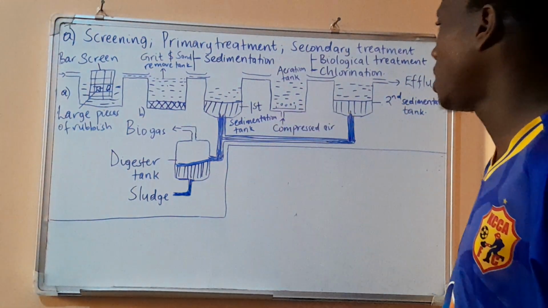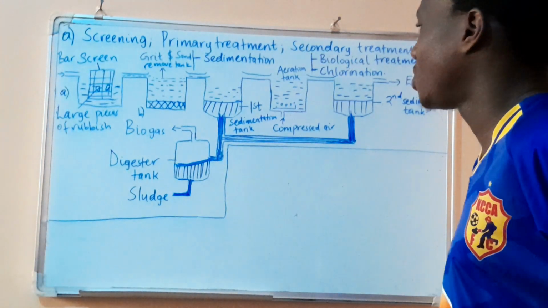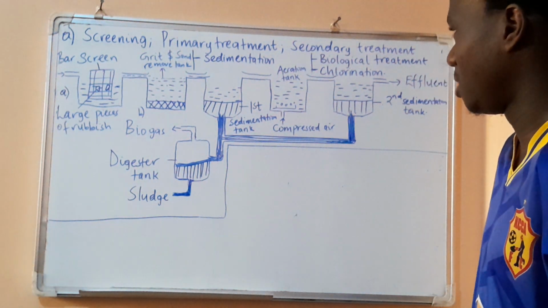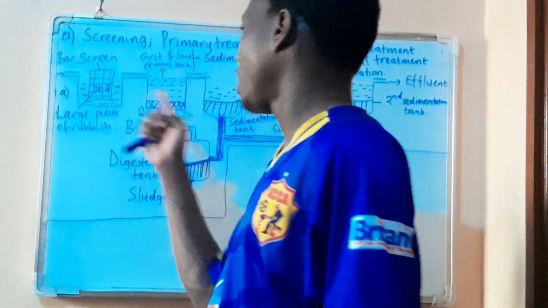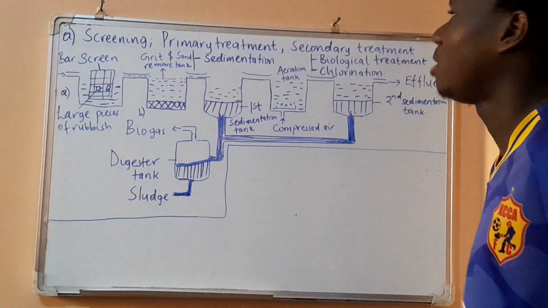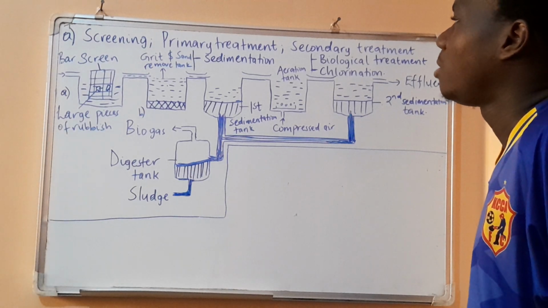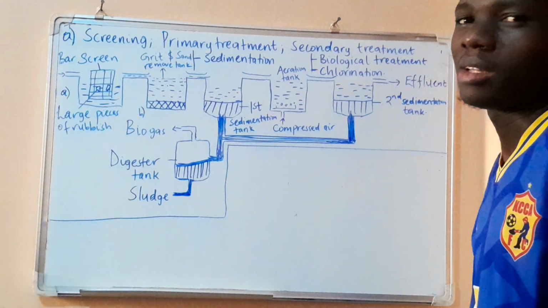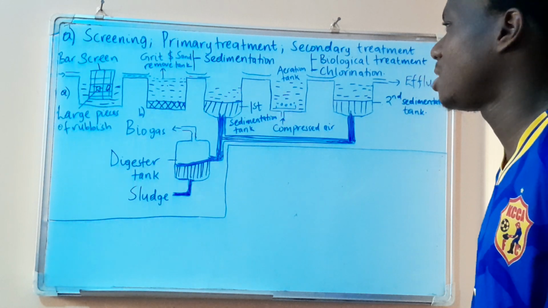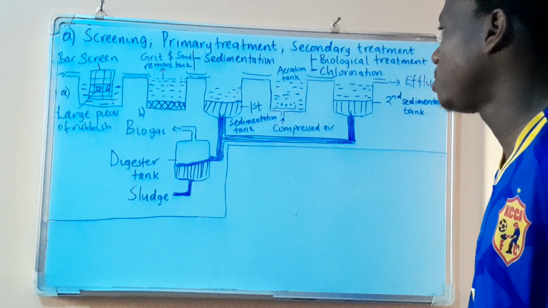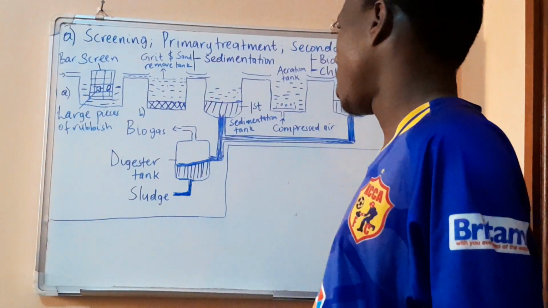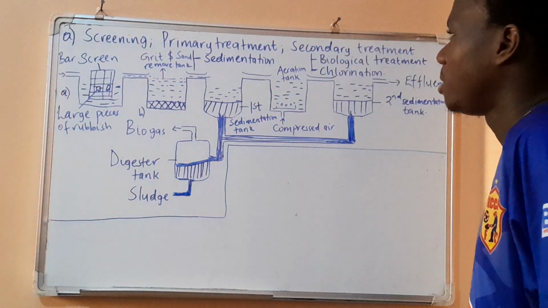Now, if we proceed, this is the grit and sand removal tank. Then we have the first sedimentation tank. So we call this stage the stage of primary treatment. Within this first tank and the second tank, we are not treating sewage. Basically, we are just removing substances within that sewage. Now, the fundamental treatment process starts with primary treatment.